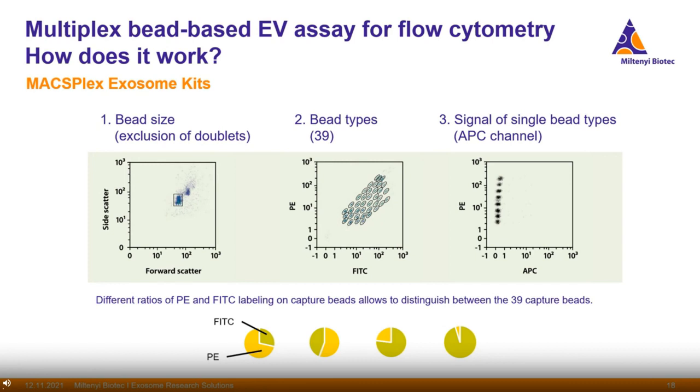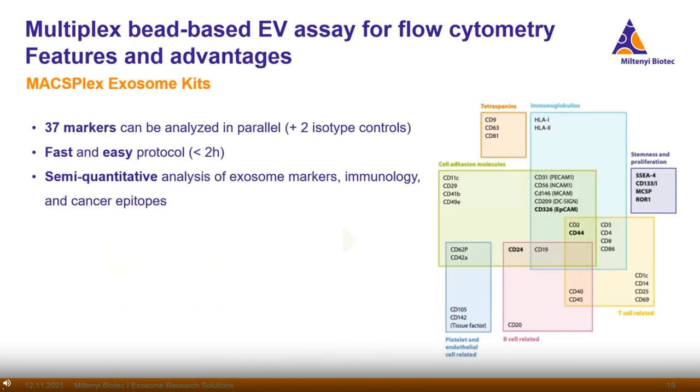And as you can notice here, a 3-dimensional diagram would be required to show the signal intensity for each bead type separately. But in the PE APC diagram, up to 5 bead types have the same PE signal intensity, and therefore they appear overlapping in the diagram. Nevertheless, with the multiplex bead-based EV assay for flow cytometry, you can easily detect and semi-quantify 37 markers on your EV sample. The advantage of this unique multiplex bead platform is therefore that it allows you to profile proteins on EVs very fast and simple by flow cytometry.